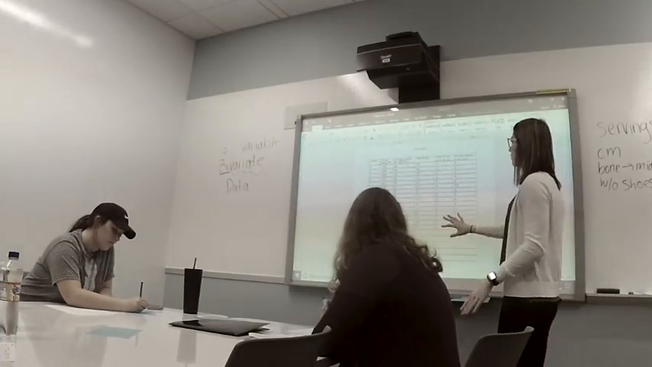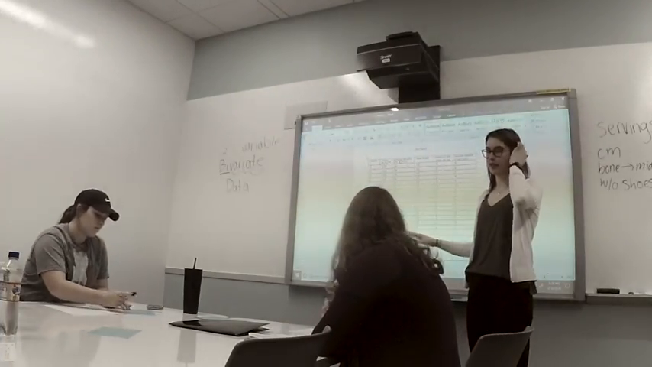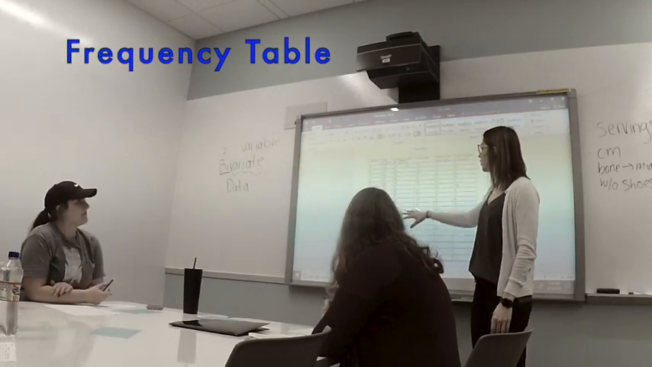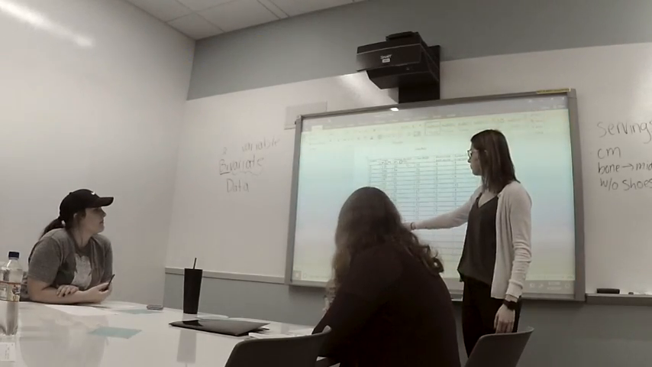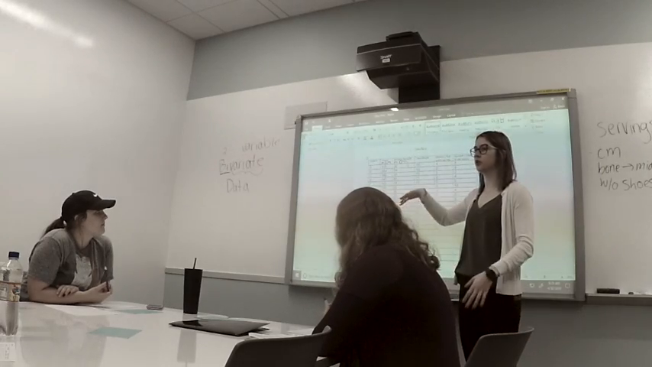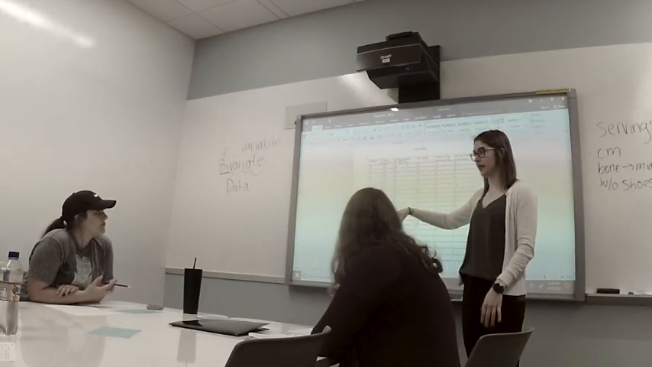So this specific type of table, when we're talking about bivariate data, is called a frequency table. So you're looking at how many occurrences happen, and we'll develop this type of table a little bit later.